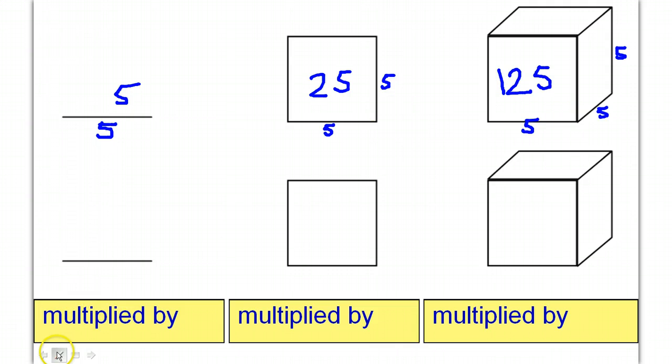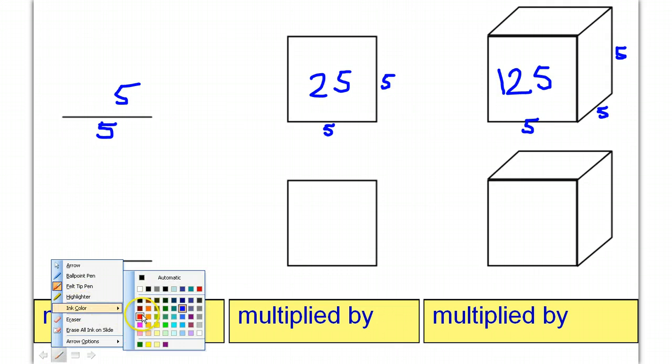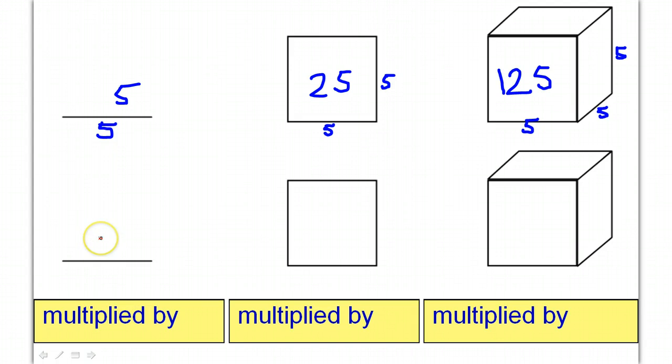Now, according to the problem, we're supposed to double the length. So what's my new length after I double it? My new length after I double it is 10. Okay? Now, what's my new area now that I've doubled it? My new area is 100.